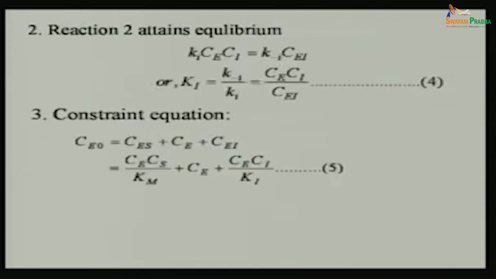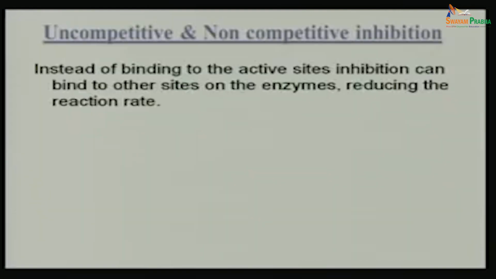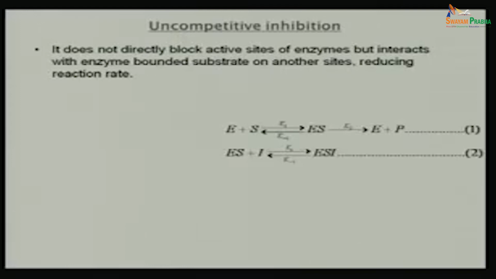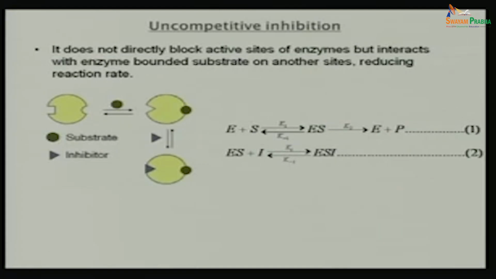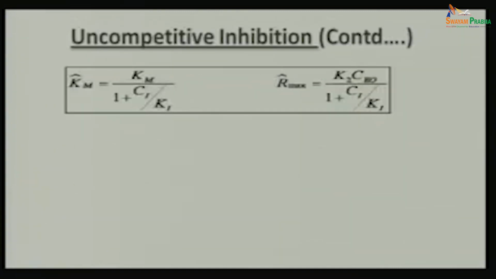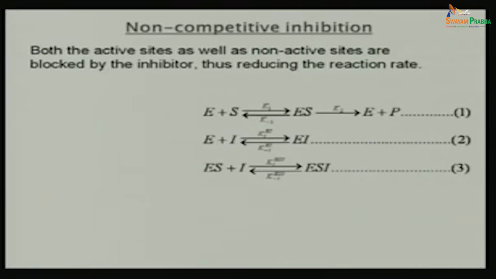The next one we did was uncompetitive inhibition. In uncompetitive inhibition, the inhibitor and the substrate do not compete for the same active site, and the inhibitor essentially binds to a non-active site, another site. Whereas in non-competitive inhibition, both these things occur. The inhibitor binds to the active site as well as to the non-active site. And I said this is the most potent form of inhibition because of this.